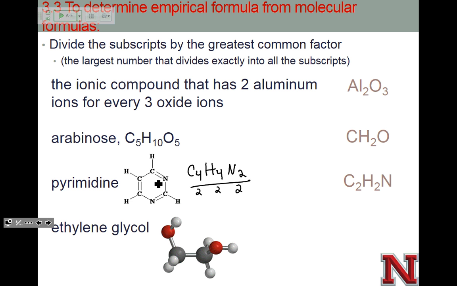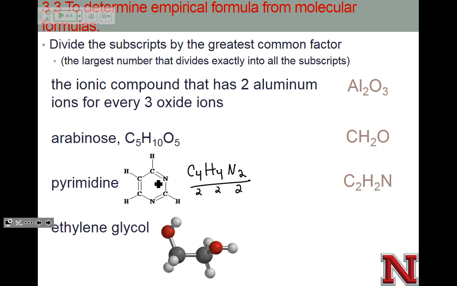Since this is like a covalent bond, does the order of the three matter? In general, no, not necessarily. If you wrote H2C2N, I wouldn't take off points for that. When you get into organic chemistry, you're going to know that carbons are typically bonded to hydrogen, so oftentimes you see CH and then some other atom. But the order is not necessarily any sort of order when we're talking about molecular compounds.